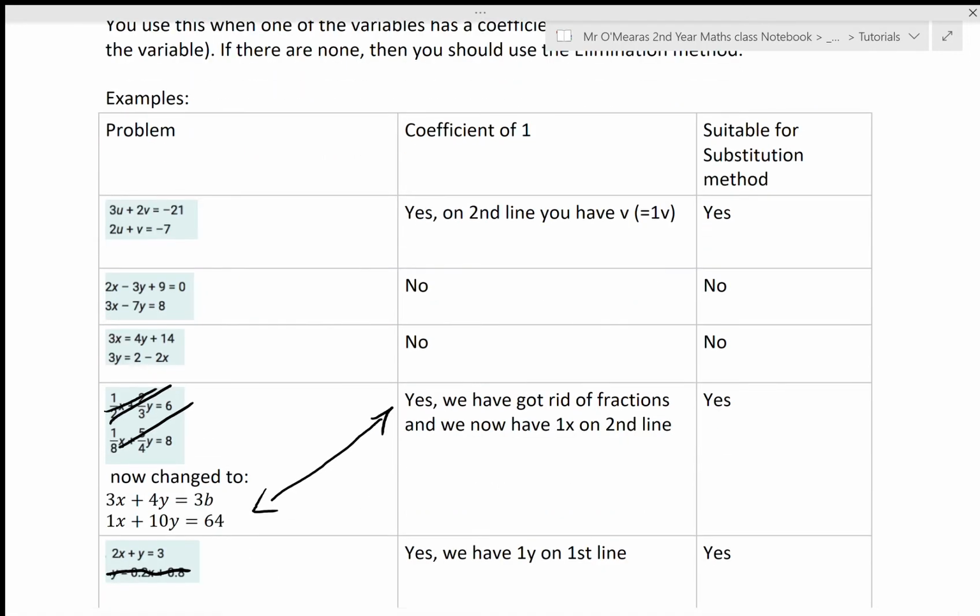The second one, no, because it's 2x, 3y, 3x, 7y, or minus 3 and minus 7. So no, there are none there, so it's not suitable for substitution. So you do elimination for that.